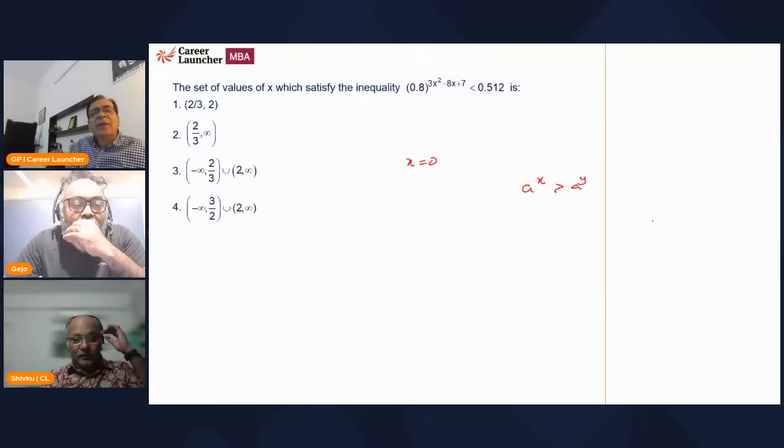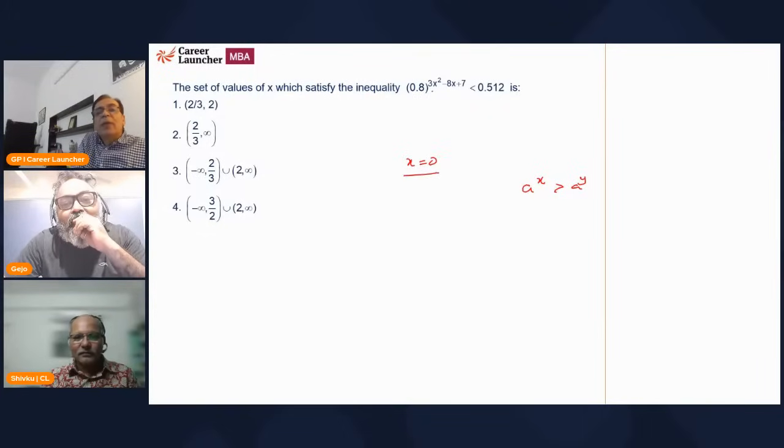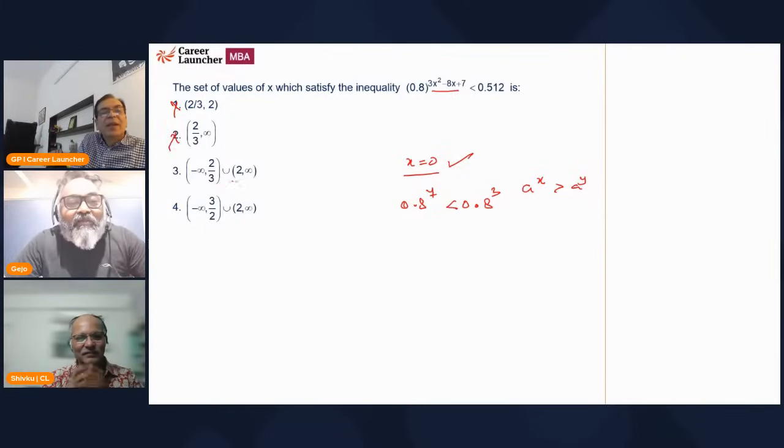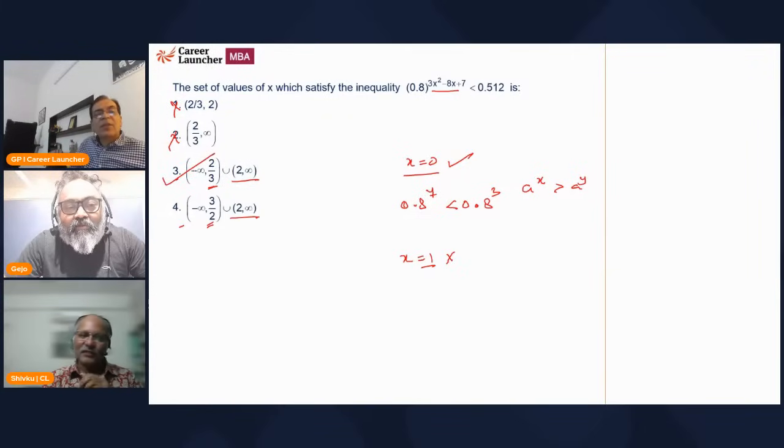तो सॉल्व करना क्यों है? मेरा तो पहला था put x equal to 0. If I put x equal to 0, this becomes 0.8 raised to power 7 and right hand side is 0.8 raised to power 3. So obviously this will be lower. So x equal to 0 satisfied. मैंने तो पहले ये दोनों काट दिए. These two are fine. This stops at 2 by 3. This stops at 3 by 2. So I'll check for x equal to 1. X equal to 1 satisfies, answer is 4. Does not satisfy, answer is 2. X equal to 1 did not satisfy. If I remember correctly, then hence the answer is 3.